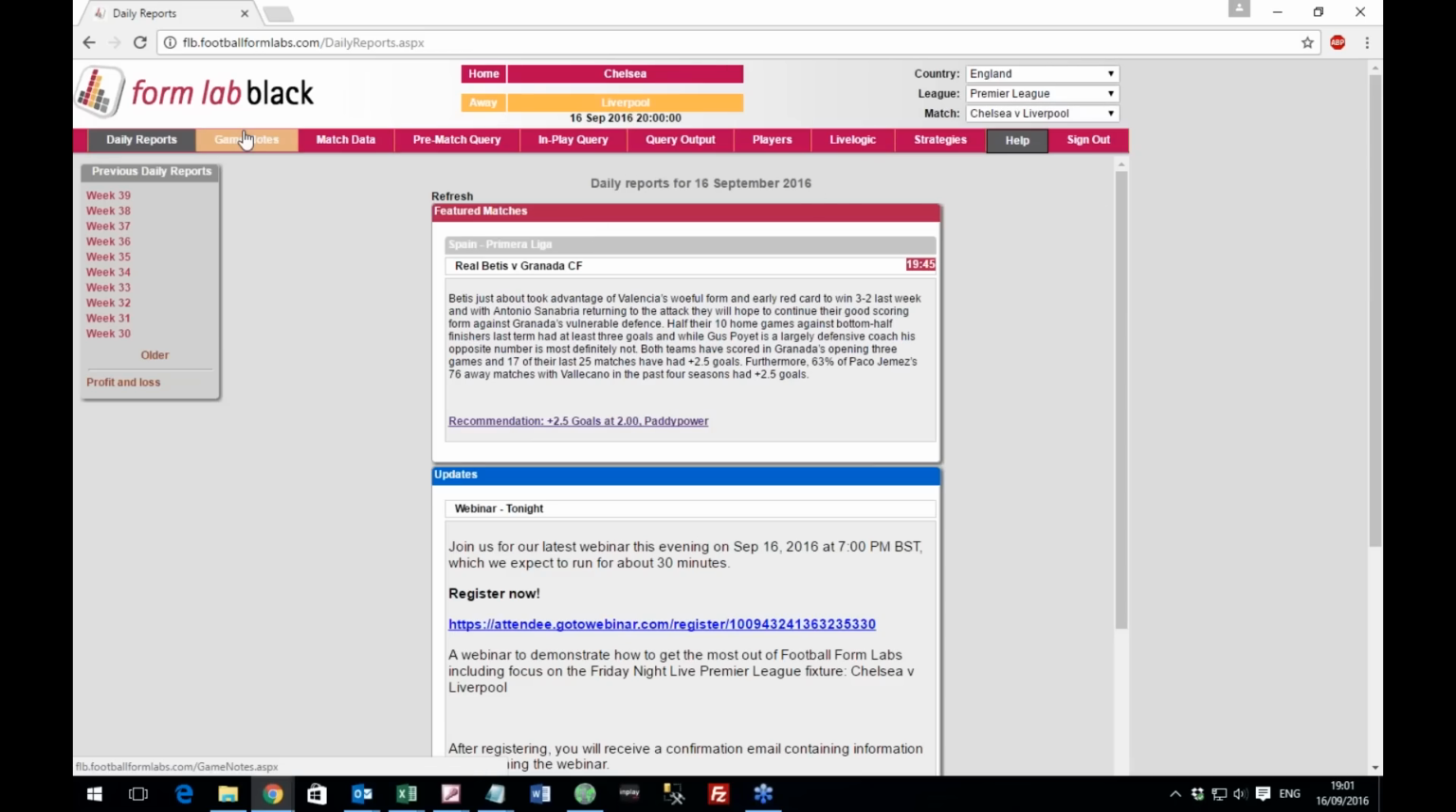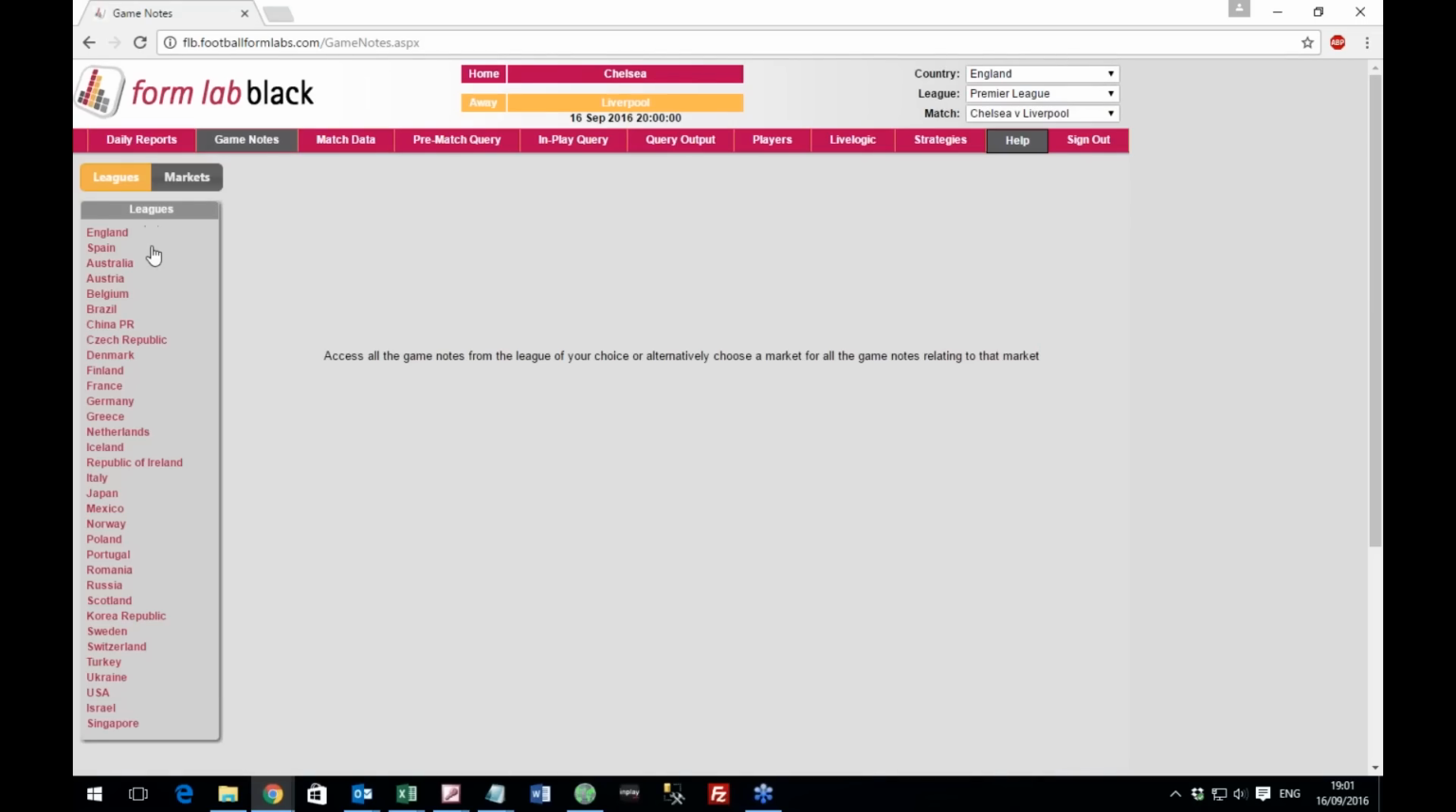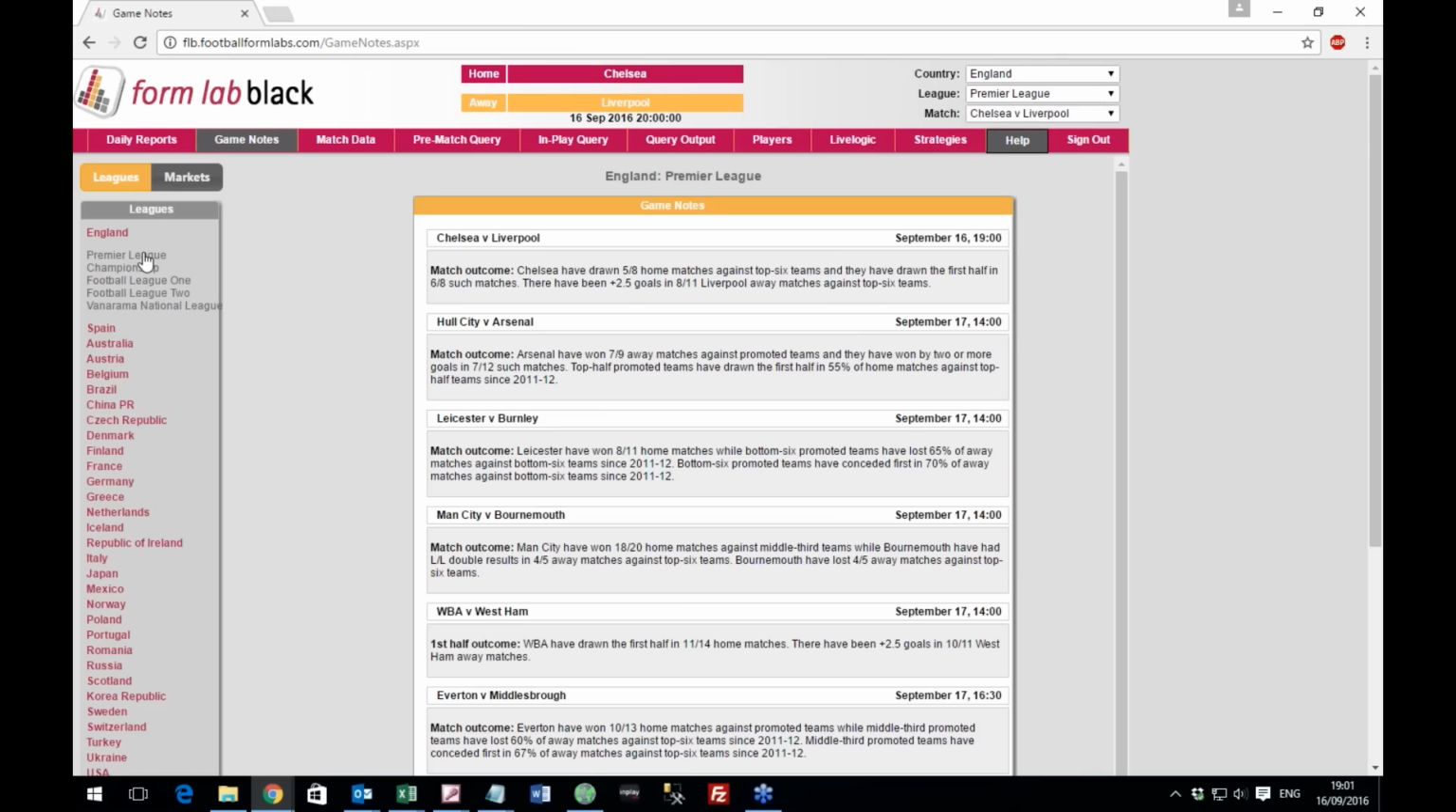So you can see what's going on. The first tab is Game Notes. Game Notes lets you access, on a league or a market, a strong bet in every game. So this is an automated service which will look at the past history of the two teams involved, and it'll pick out the strongest market possible.